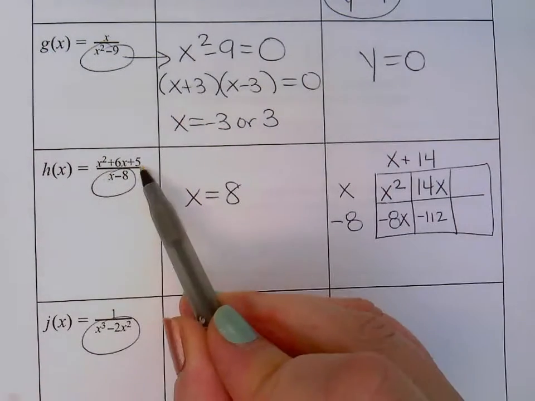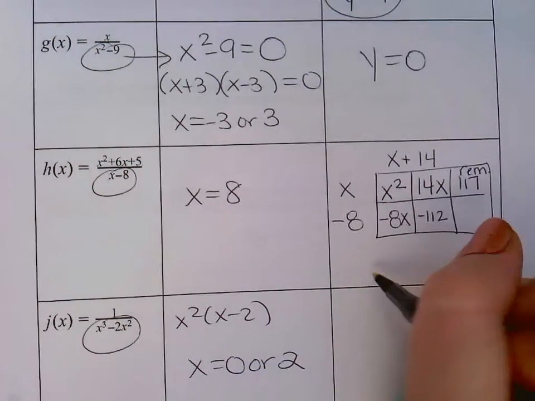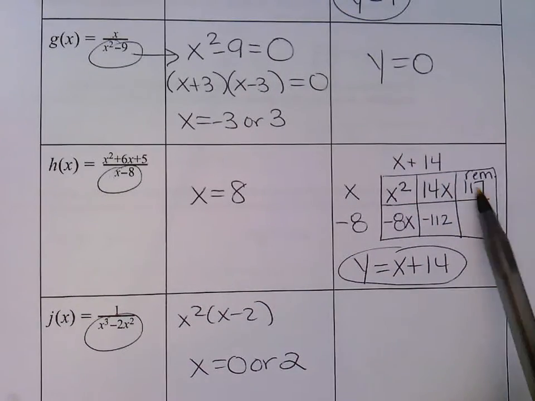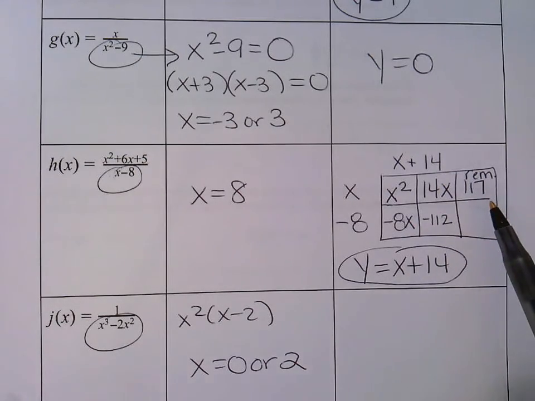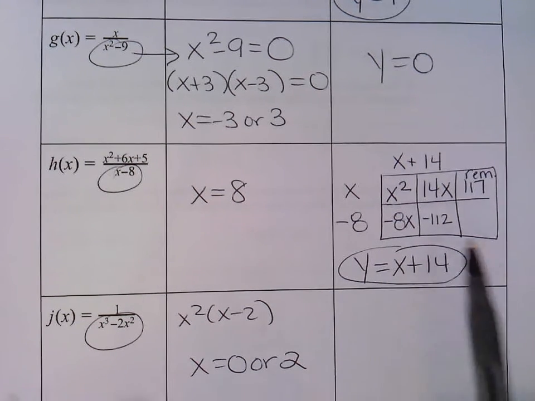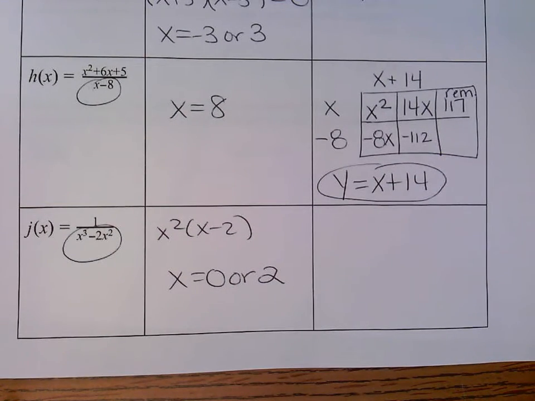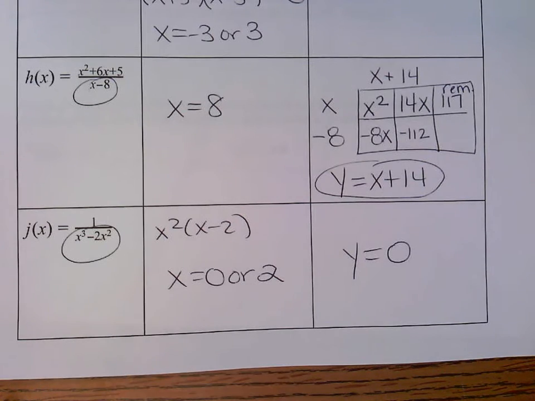I'm trying to get to 5 as my dividend, so 117 is my remainder if I care. But y equals x plus 14 is the slant asymptote. The remainder is just preventing you from getting there. I'm not quite at x plus 14; I'm off by a little bit. So that's why your graph is going to hug this asymptote, but it can't quite get to that asymptote because of the remainder. And the last one, where's the bigger power? Denominator. So if the denominator is bigger, my asymptote is at y equals 0, right?